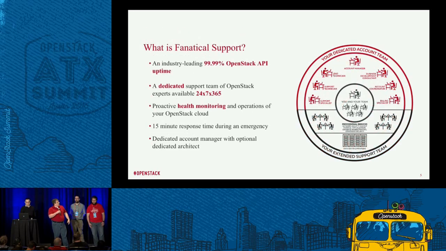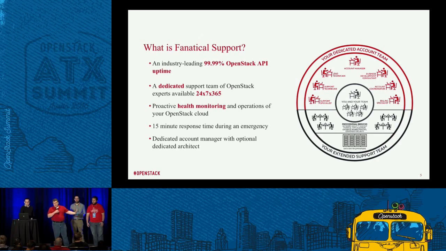Next slide. And then finally, what is fanatical support? So this is Rackspace's industry-leading 4.9's OpenStack API uptime, their dedicated team of engineers, their proactive health monitoring, their 15-minute response time, dedicated account manager. And one of the things that you can see when you look at what Rackspace does around fanatical support, when they wrap that around Red Hat's OpenStack distribution, is that you see a lot of those best practices coming into play.